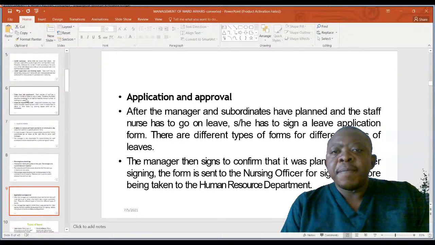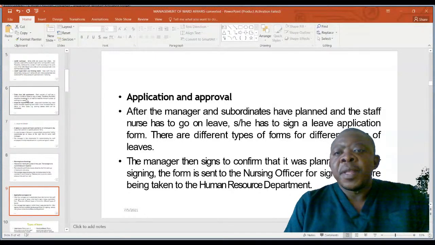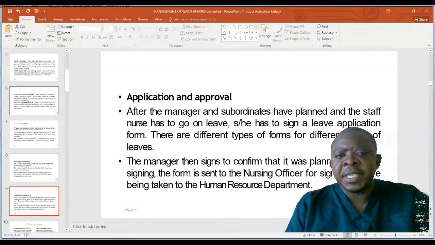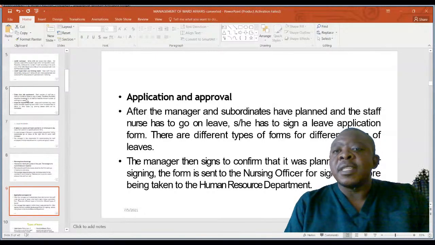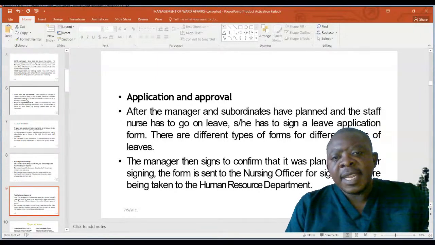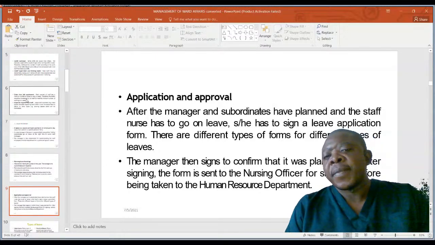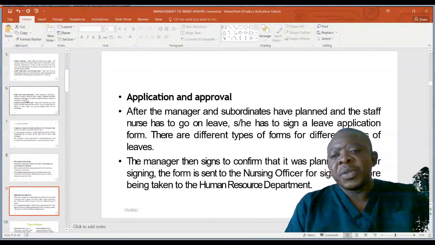Once the manager and subordinates have planned the leave, and the staff nurse has to go on leave, he or she has to sign a leave application form. There are different types of forms for different types of leaves. The manager then signs to confirm that it was planned for. After signing, the form is sent to the nursing officer for further signing before being taken to the human resource department.